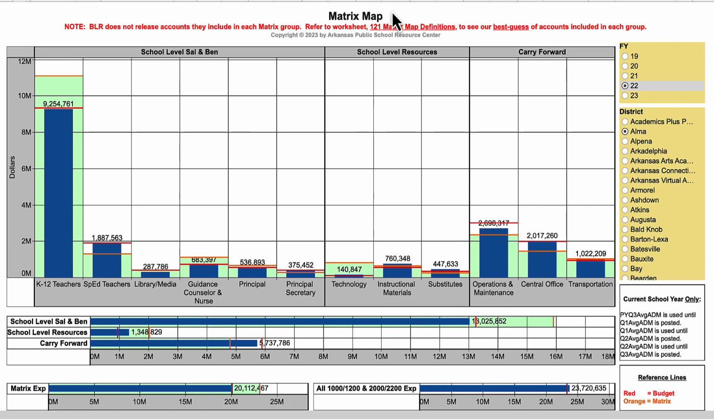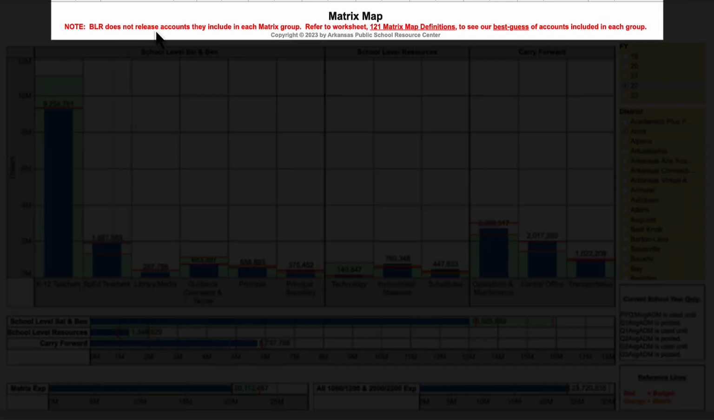Now, one thing you should note in this worksheet is this. It's just kind of a guide to see how you're spending the money. It's not in any way making any kind of judgment on a school on how they spend their money. But one of the things you should note is that the Bureau of Legislative Research does not release the account codes that they include in each matrix group. So we're really making a guess, and it's our best guess to what accounts can be included in that group, and we know it's not perfect.